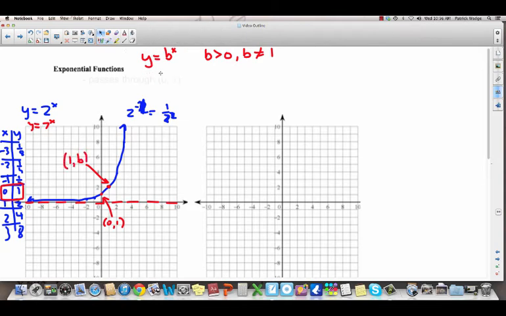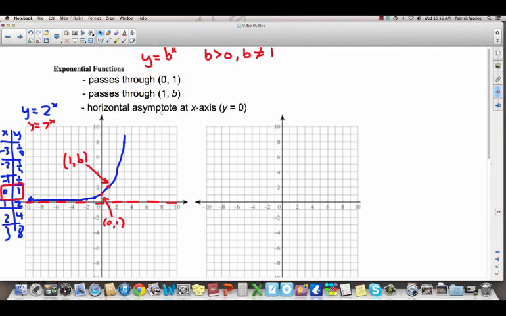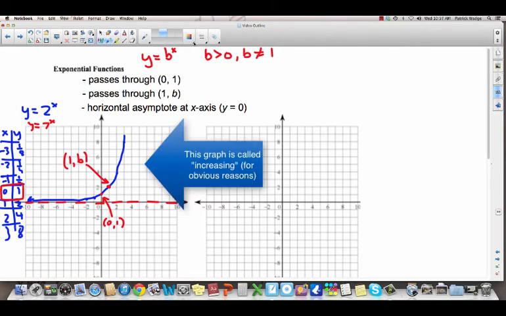So I wrote this for you. It always will pass through 0, 1. It always passes through 1, b. And the last point I made for you is that there's a horizontal asymptote at the x-axis, which is y equals 0. That's the equation of that, right?